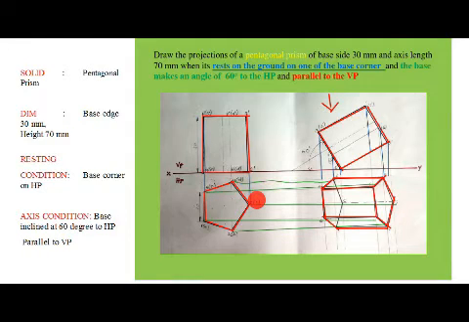If you see here, point C is invisible. So C is connected with D, C is connected with B, C is connected with 3 with the help of the invisible line.